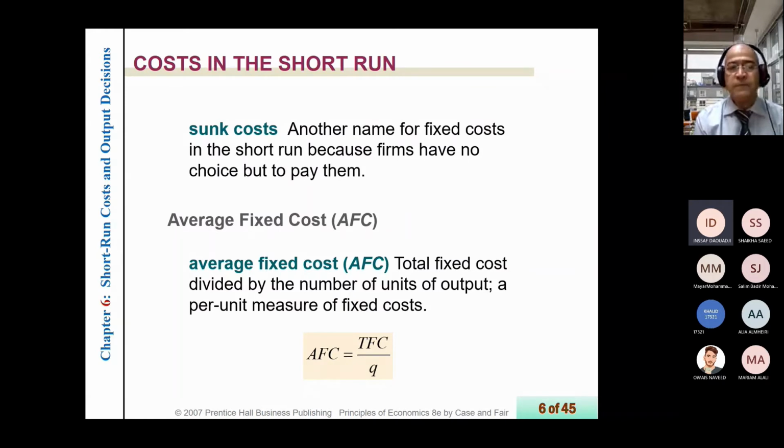Average fixed cost is the total fixed cost divided by the number of units of output, a per unit measure of fixed cost. So what is average fixed cost? It equals total fixed cost divided by quantity produced. Since total fixed cost is 1,000 dirhams per month, if Khalid produced 2,000 kilos of tomatoes, average fixed cost will be 0.50 or 50 fils. So it's better to produce as much as Khalid can.